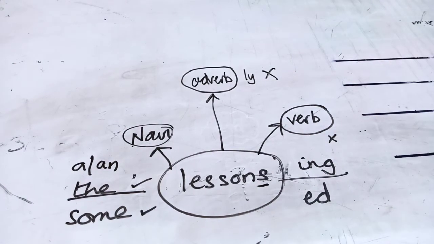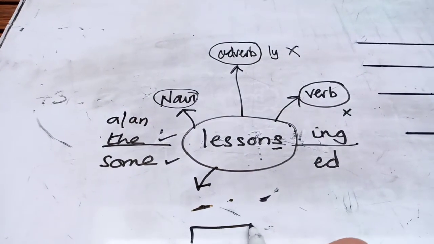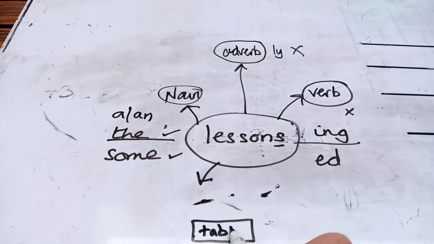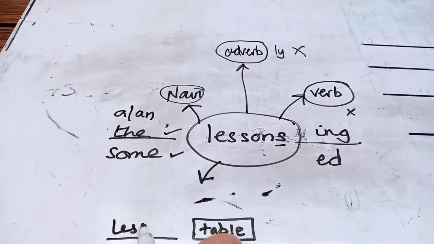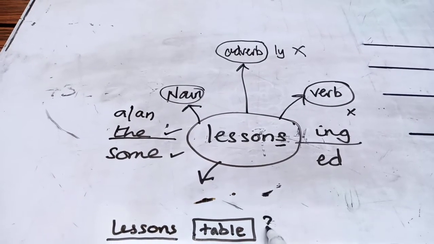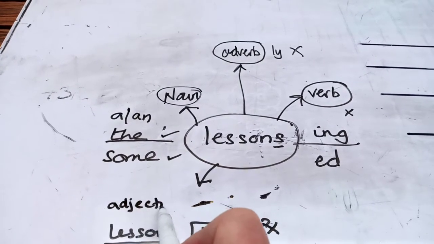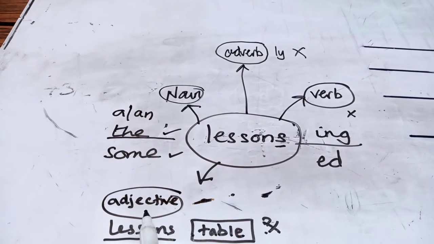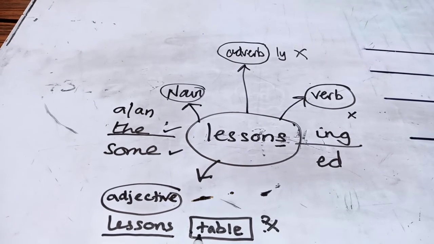And finally, the test for an adjective is this. Let's move it down. The test for an adjective is if you can put a noun behind it. So let me think of a noun. I'm going to use the word table. Can we put lessons in front of it? Lessons table. Does that make sense? No, it doesn't. So it's not an adjective either. Okay. So we've got a test for adjectives. Put a noun behind it.